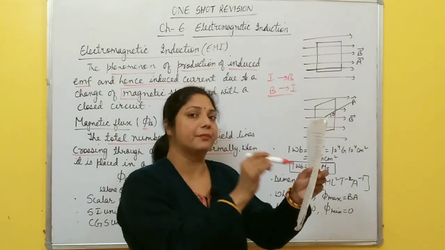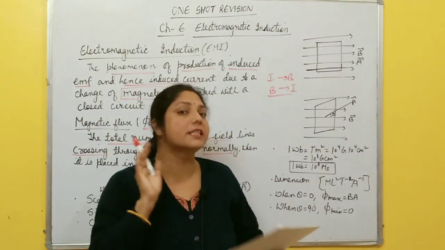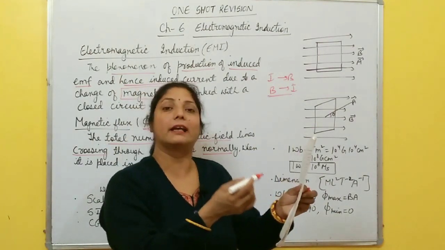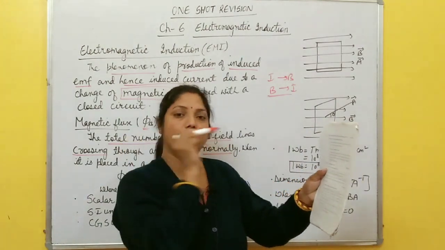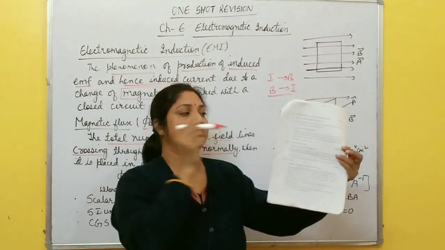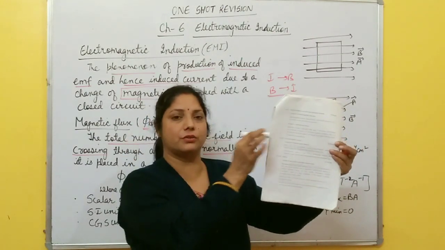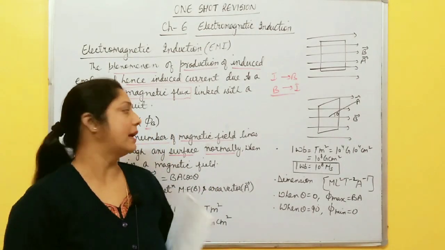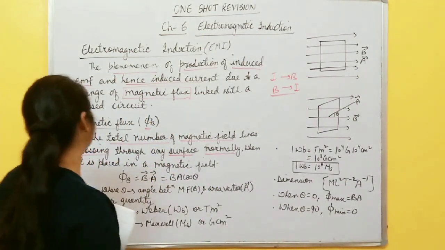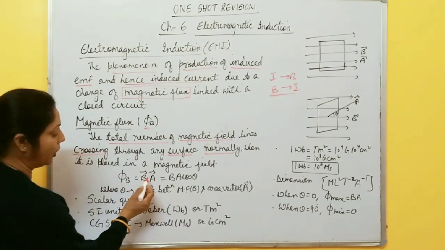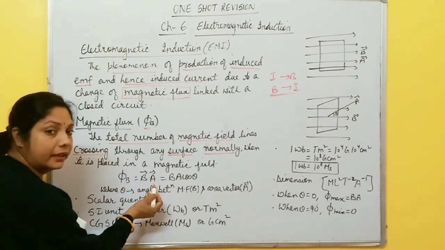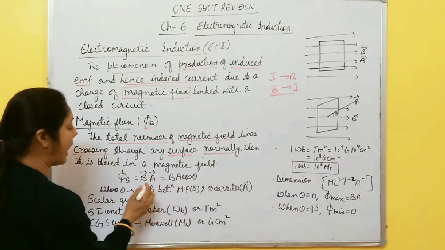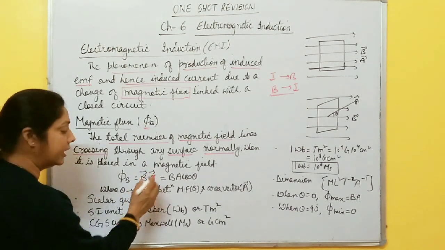If the magnetic field and area vector are both in the same direction, it means maximum lines pass. If both make an angle of 90 degrees, the magnetic field lines just pass along the surface and do not pass through the area, and in that case the magnetic flux is 0. So magnetic flux is nothing but the dot product of magnetic field and area vector, B dot A, and it is equal to BA cos theta. Theta is the angle between the magnetic field and area vector.